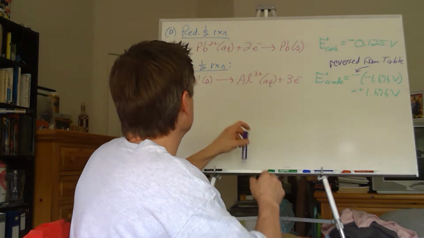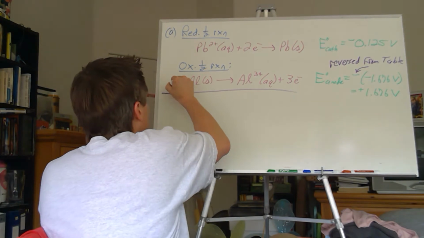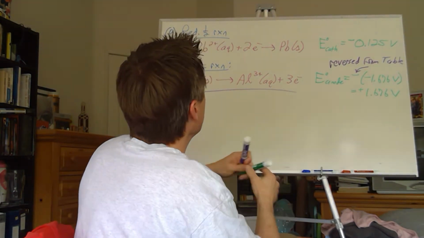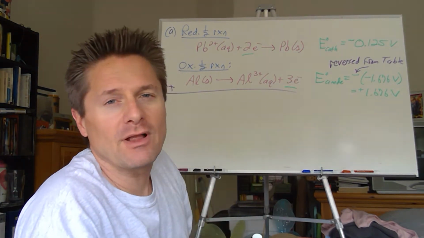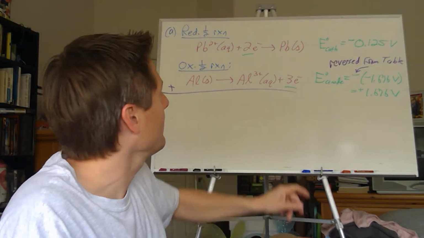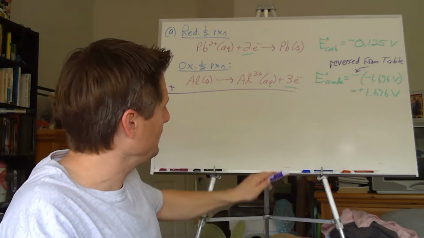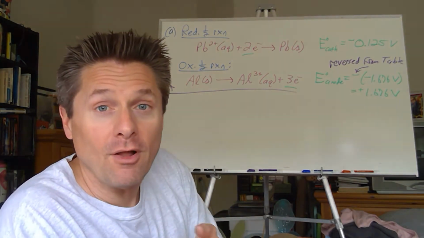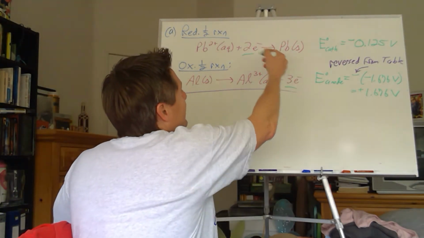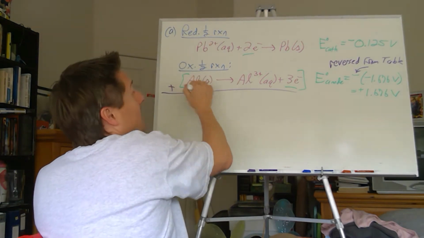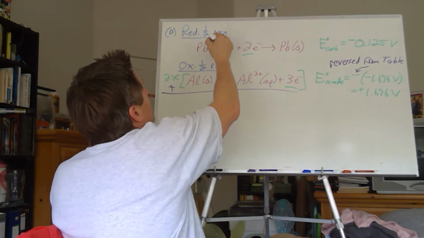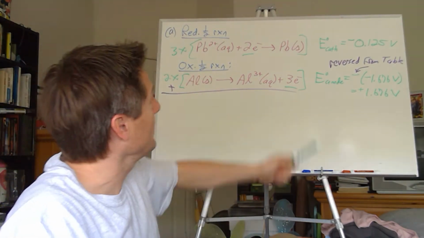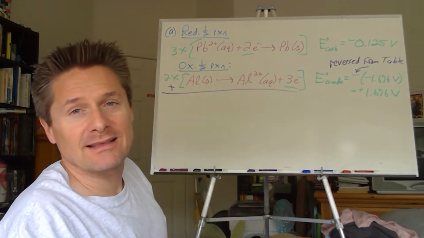Let's add these 2 equations together to get the overall. Notice, can you see what I see? The electrons, if I add these together, those electrons aren't going to cancel out, are they? 2 and 3. So what's the common multiple between 2 and 3, my friends? 6. All right, so we got 6. So I have to multiply this by 2, and I have to multiply this by 3. So we'll end up with 6 electrons on the left and 6 electrons on the right.